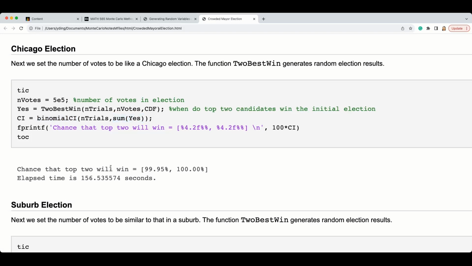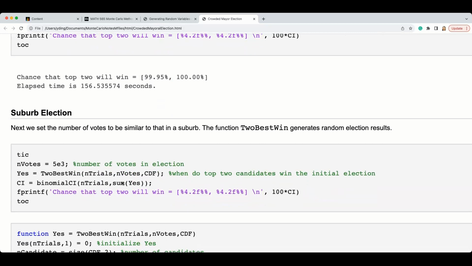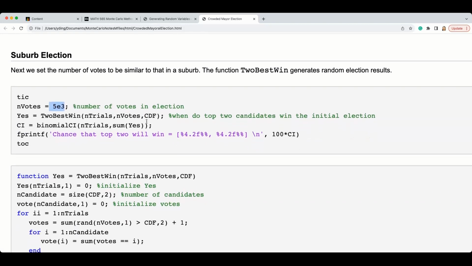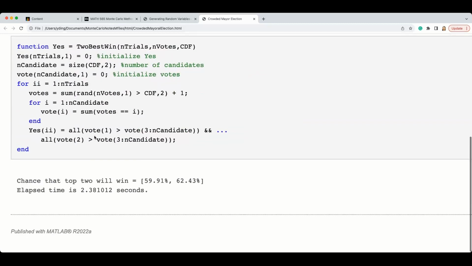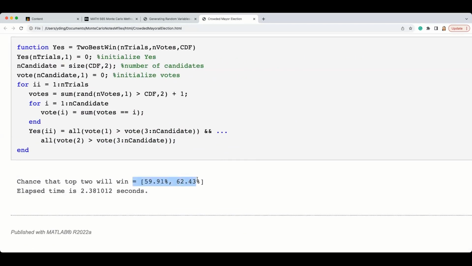And we can see the chance that the top 2 win is actually 99% to 100%. And the elapsed time is about this. So this means the first 2 have a very large chance to win. And then this time we try to set the same for the suburb here, but the votes will be a little bit smaller. So we will try to see what happened, and you can see for the suburb, if you have fewer votes here, then this will be affected.